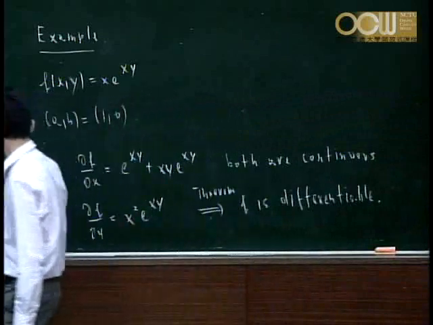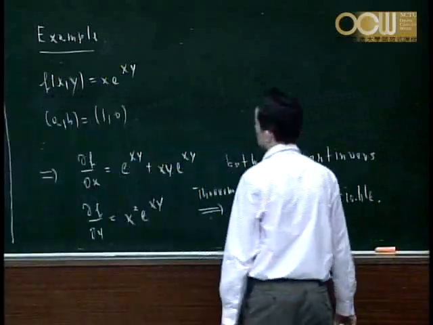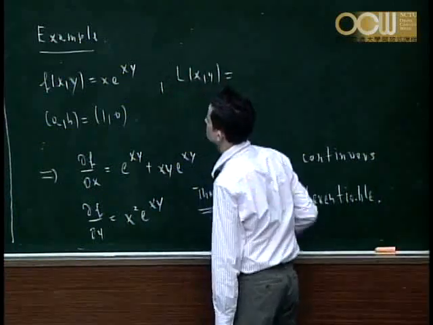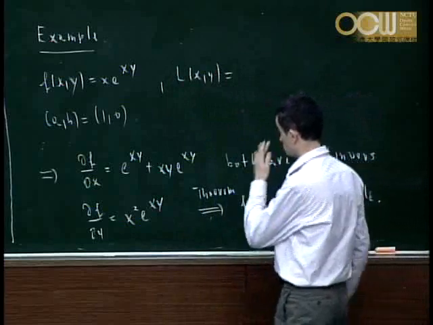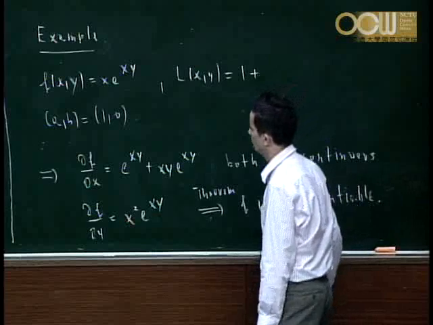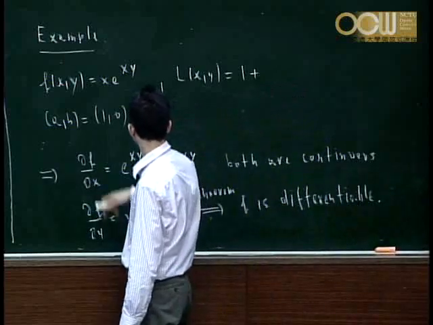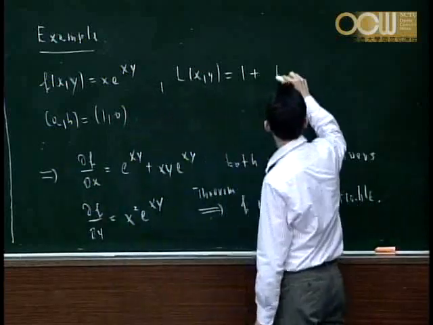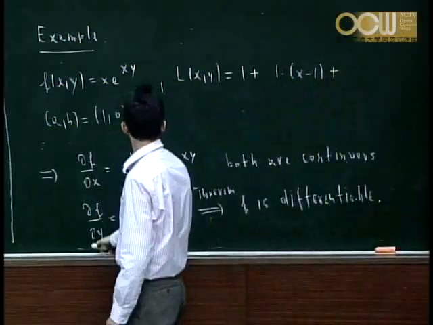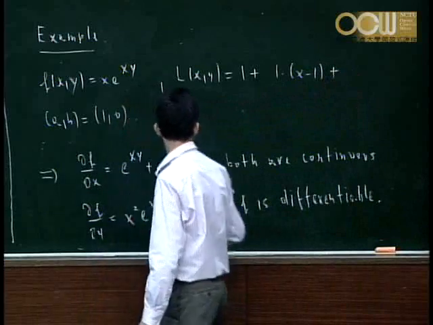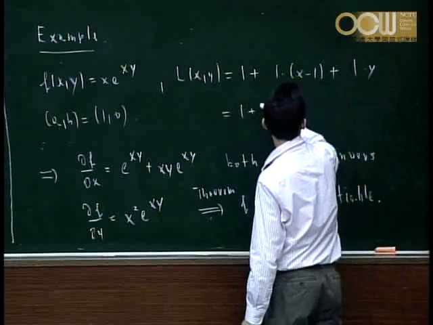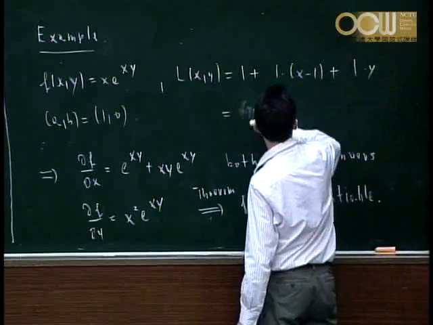So this means if you compute the tangent line approximation, the linear approximation of this function, it is easy to compute. You first evaluate this function at (1, 0). Then what you get is 1 plus the partial derivative of f with respect to x at (1, 0), which is 1, times x minus 1, plus the partial derivative of f with respect to y at (1, 0), which is also 1, times y. So what you have is 1 plus, this is minus 1, so you have just x plus y.